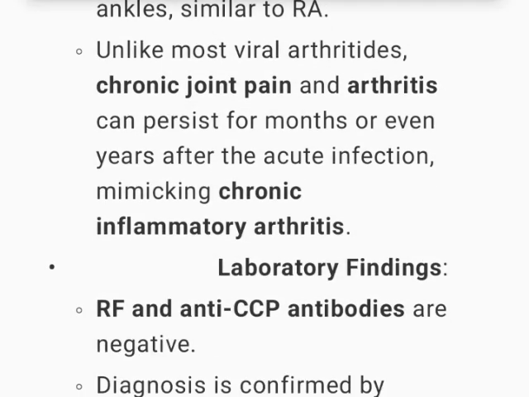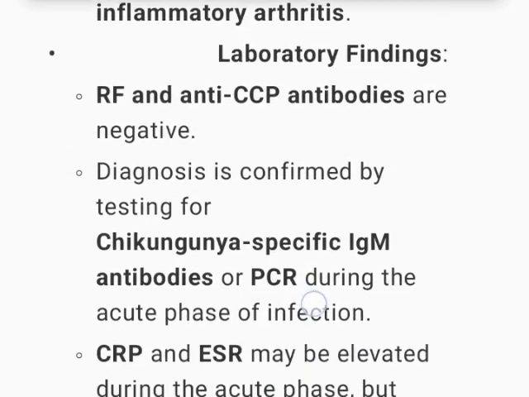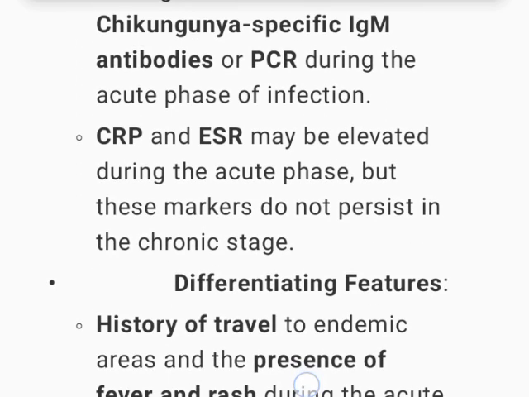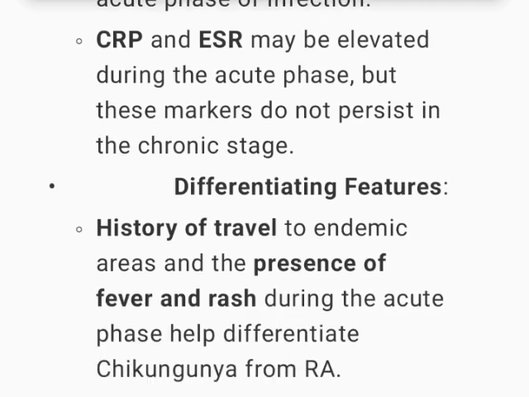mimicking chronic inflammatory arthritis. Laboratory findings: RF and anti-CCP antibodies are negative. Diagnosis is confirmed by testing for chikungunya-specific IgM antibodies, or PCR, during the acute phase of infection. CRP and ESR may be elevated during the acute phase, but these markers do not persist in the chronic stage.